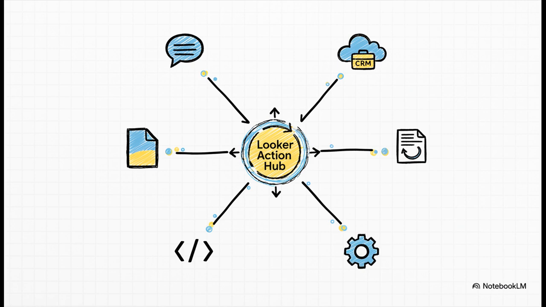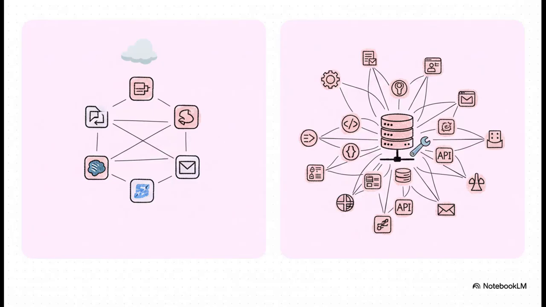It comes with a bunch of pre-built actions ready to go, but its real power is that you can build almost anything you want. And you've got two main ways to go here. There's the official Action Hub, which is a cloud service from Google that has a library of popular, super easy-to-enable actions. But for ultimate control, you can host your own custom Action Hub on your own infrastructure. This lets you integrate Looker with literally any application that has an API, which, as you can imagine, opens up a whole world of possibilities.